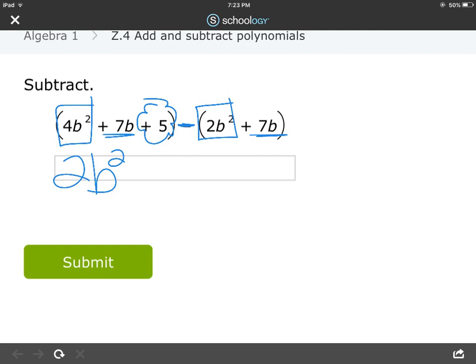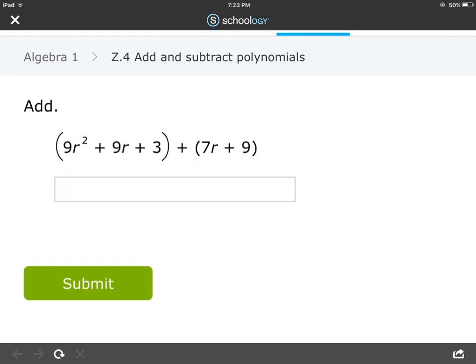7b minus 7b, well, that's going to cancel each other out, so b is gone. And then we have plus 5. There's nothing else to add 5 to it, so that is going to be it.